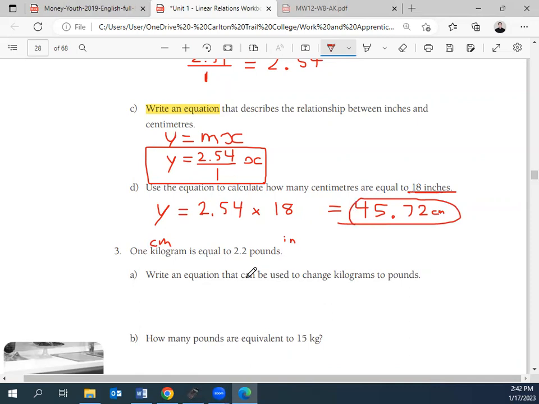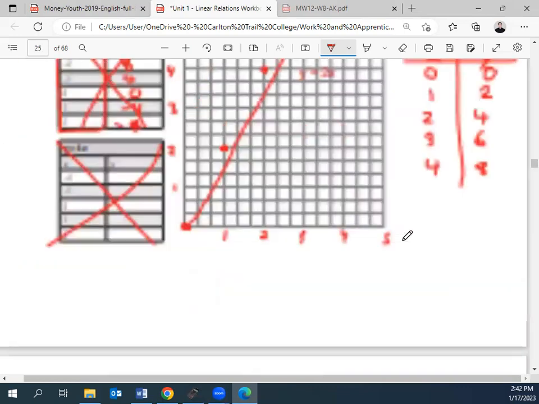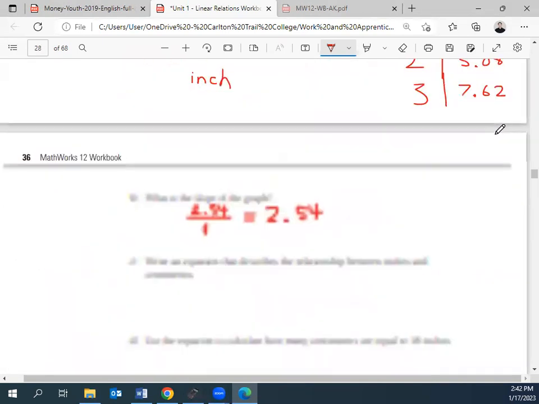So does that make sense how I've used that formula? Once I have an equation, all I need to do is substitute what I do know to figure out what I don't know. I didn't know how many centimeters there was, but I did know that I had 18 inches, so I could use that to figure that out. It's exactly what you did way up here, just with a little bit of a different equation.